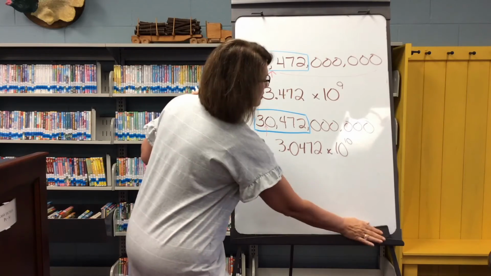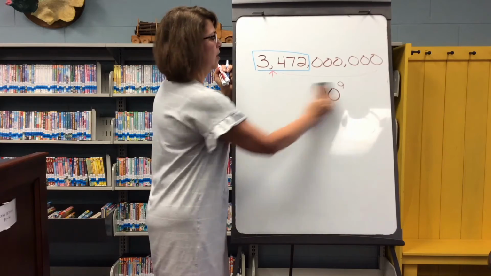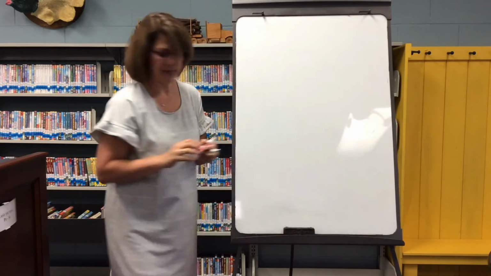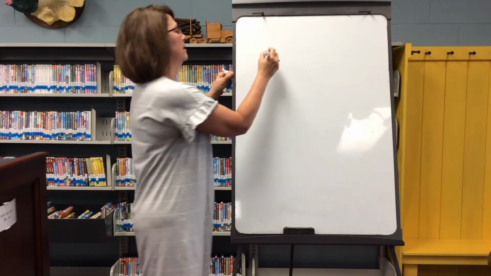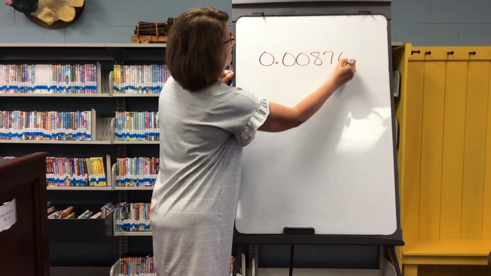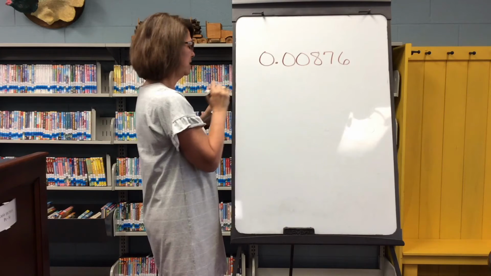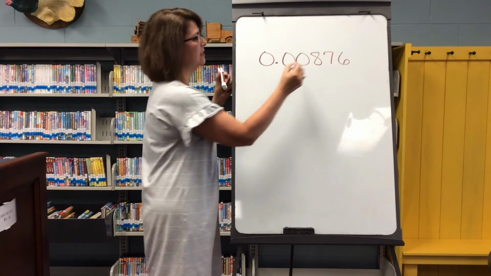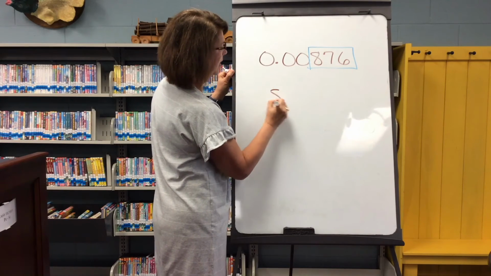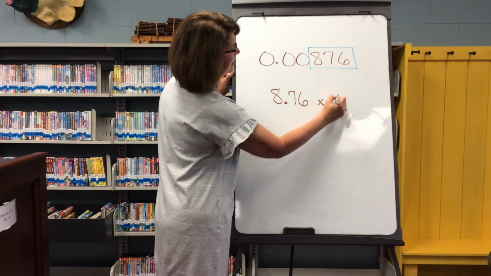Now, if it's a number that is smaller than 1 but larger than 0, an example of that would be if you had something like this. Okay, that number is smaller than 1, but it is bigger than 0. You're still going to box in your non-zeros, and we're going to rewrite that with the decimal behind the first number, and we're going to multiply it by 10.